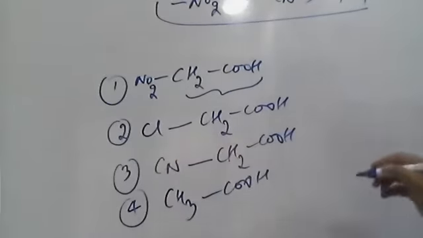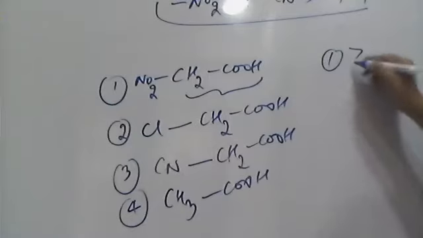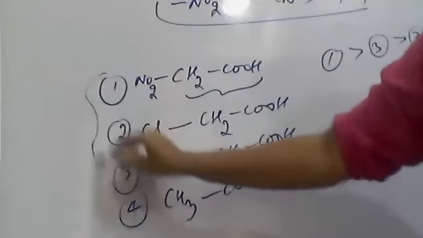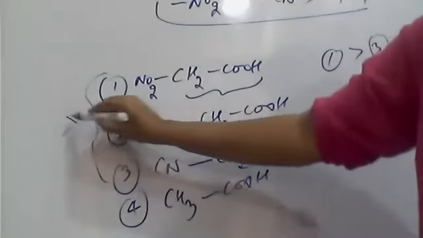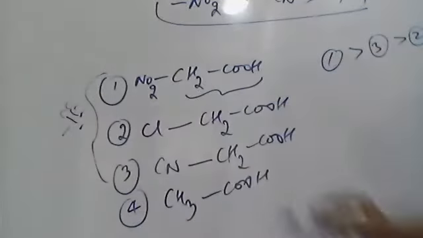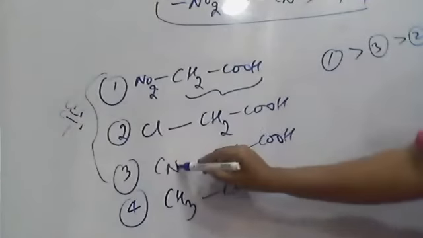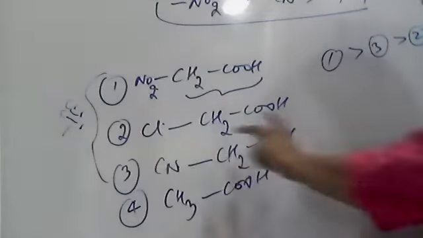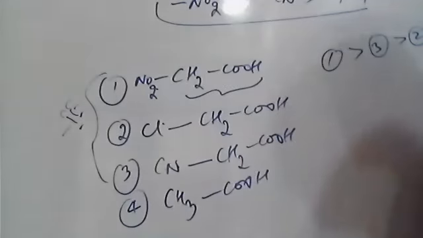So here the order is: the first one is stronger, next the third one, then the second one, and next the fourth one, because these 1, 2, 3 have minus I affecting groups. So nitro is stronger than cyanide. Then fluorine is stronger than chlorine. No mesomeric effect, only inductive effect here.